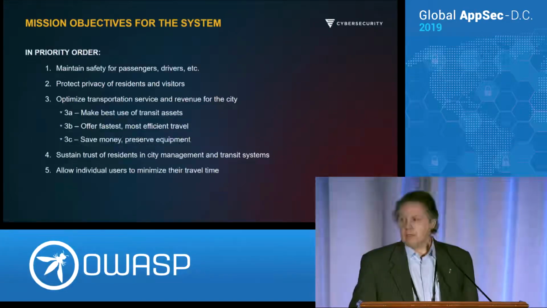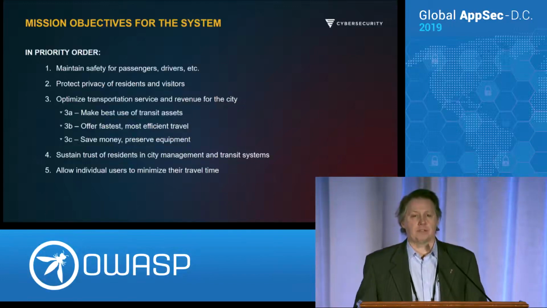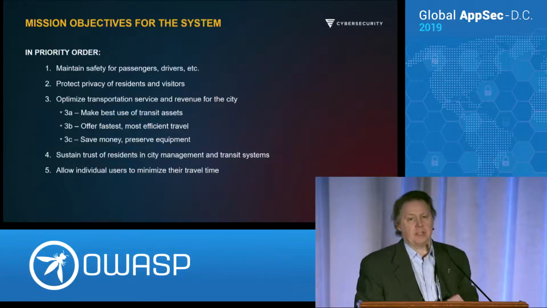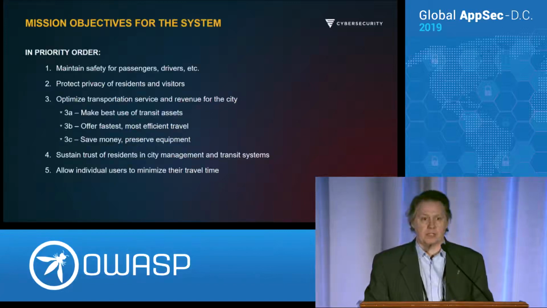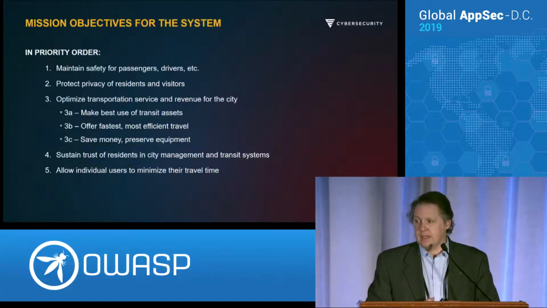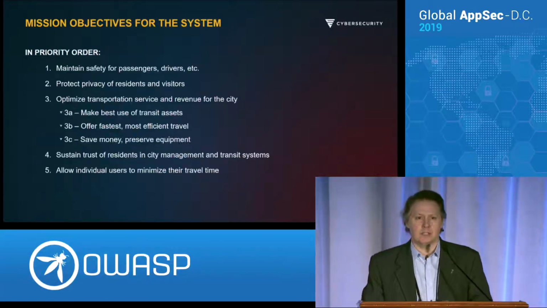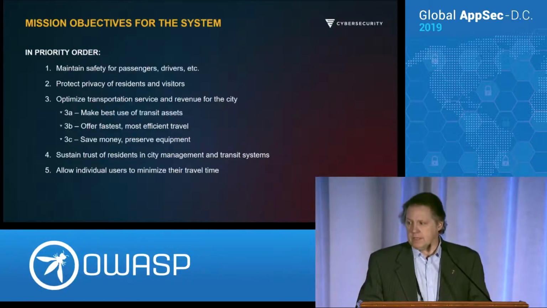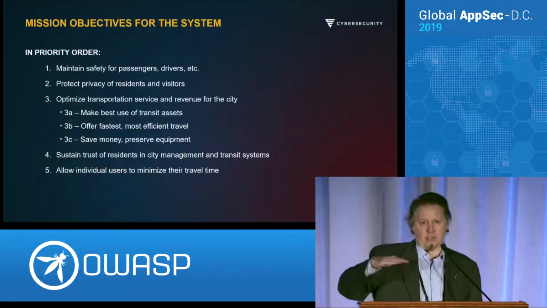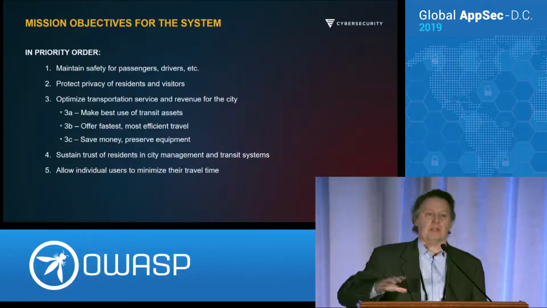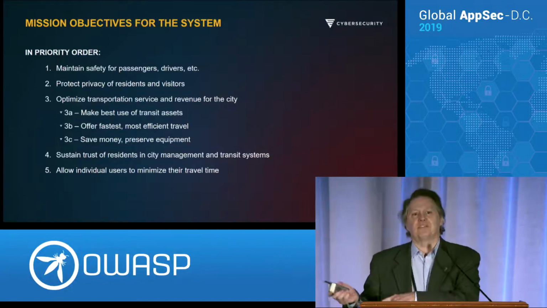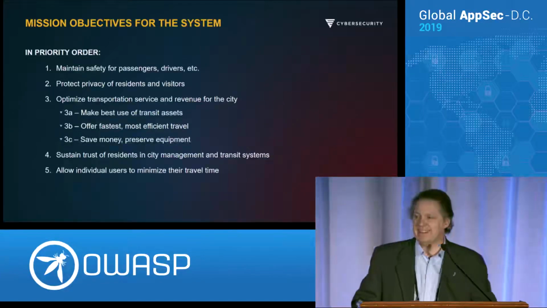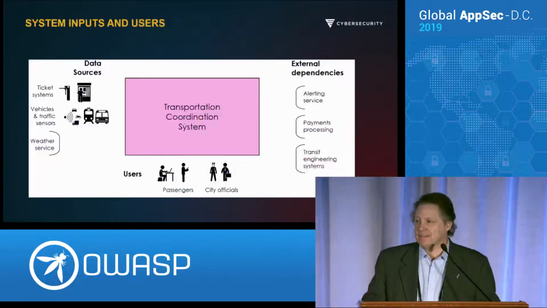Safety is paramount. Next, we've got a privacy thing, right? This is holding information about people, so it's got PII. So we have privacy requirements imposed on us by policy or state law, et cetera. And then you want to optimize the services and the revenue, right? The city needs to take in money to maintain the system. And then, sustain the trust of the citizens. And important, but less important than the other things, get the passengers where they need to go as fast as they can. Okay, so let's move on.